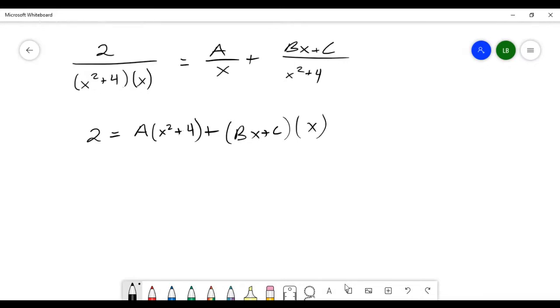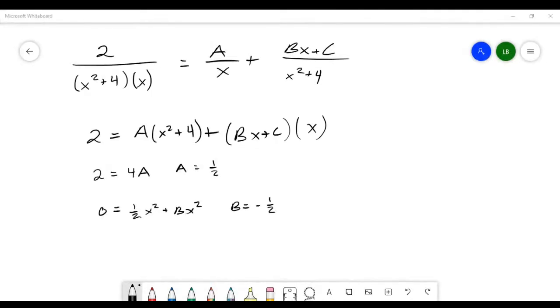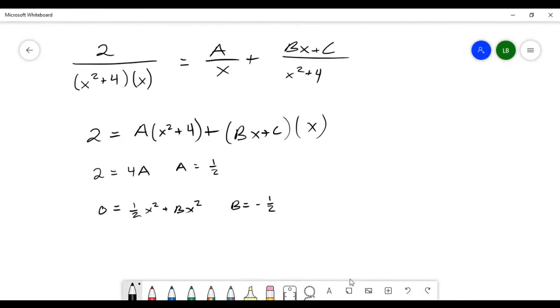All right then, let's start by letting x equal to 0. Then 2 is equal to 4a, so a is equal to 1/2. Next, let's go ahead and look at the x squared terms. So b is equal to negative 1/2. Am I moving a bit too fast on this one? Just realized I might be going a tad fast. You're good so far? Okay.